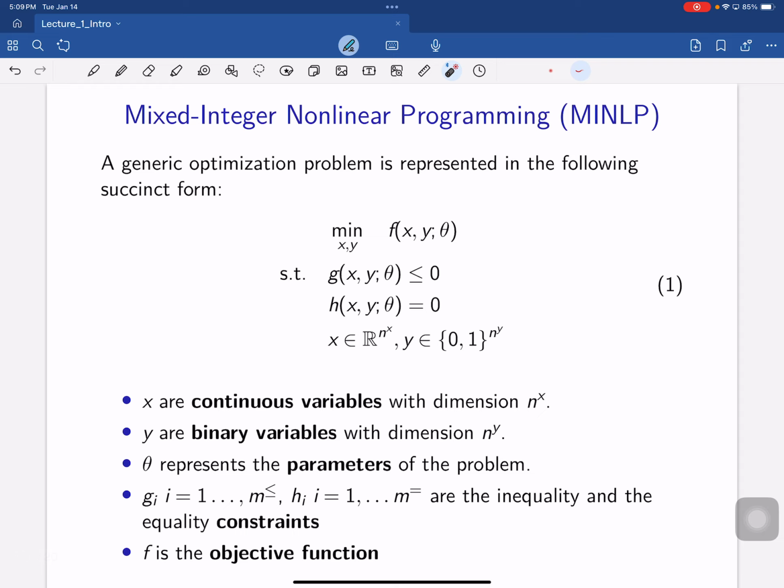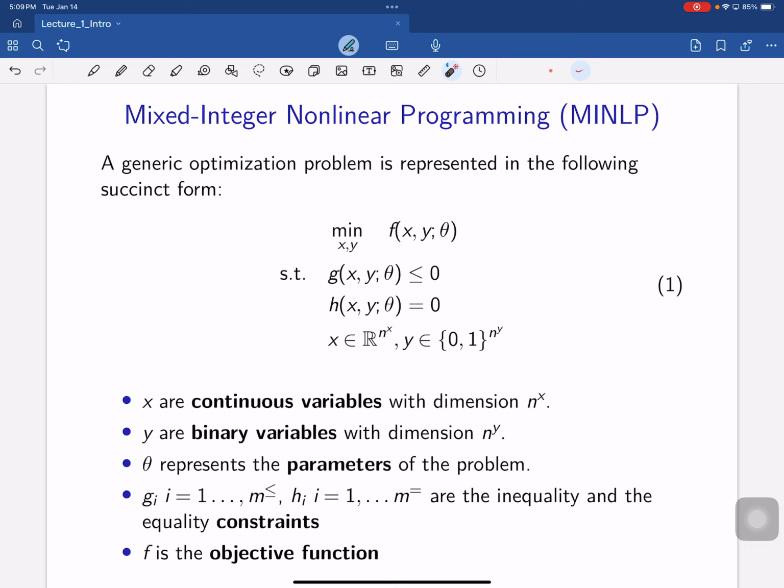And the variables are the decisions you are going to decide using this optimization problem. Of course, the x and y have to satisfy certain constraints. Here, without loss of generality, we use this function g of x, y, parameterized by theta to denote the inequality constraints, or less than or equal to here. So assume we have 1 all the way to m superscript inequality number of g of x, y. Each one of those constraints is denoted by g sub i.